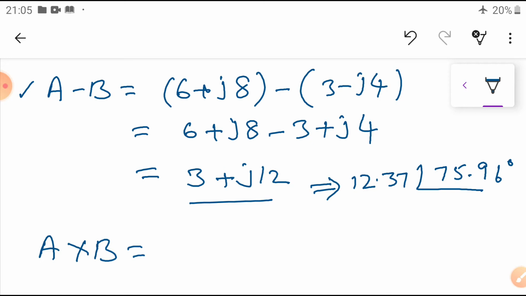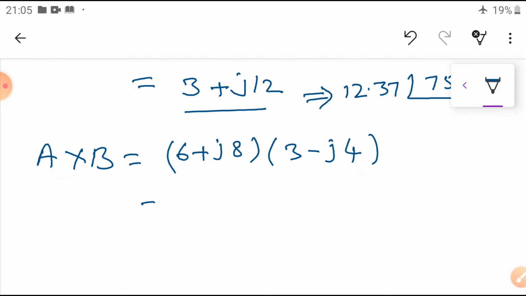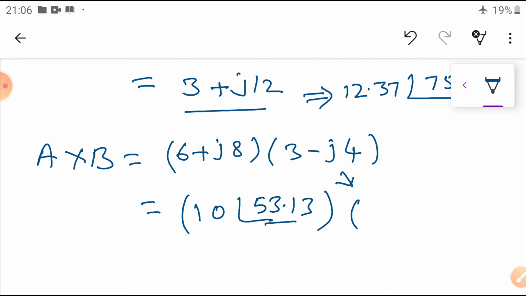Okay. What is the A? A is equal to 6 plus j8, and B is 3 minus j4. I know that by multiplication it will take a long time and tedious work. Instead, because I have the experience, I converted the values to polar form: 10 at an angle of 53.13 degrees, and this one is 5 at an angle of minus 53.13. I got it just by using the calculator.